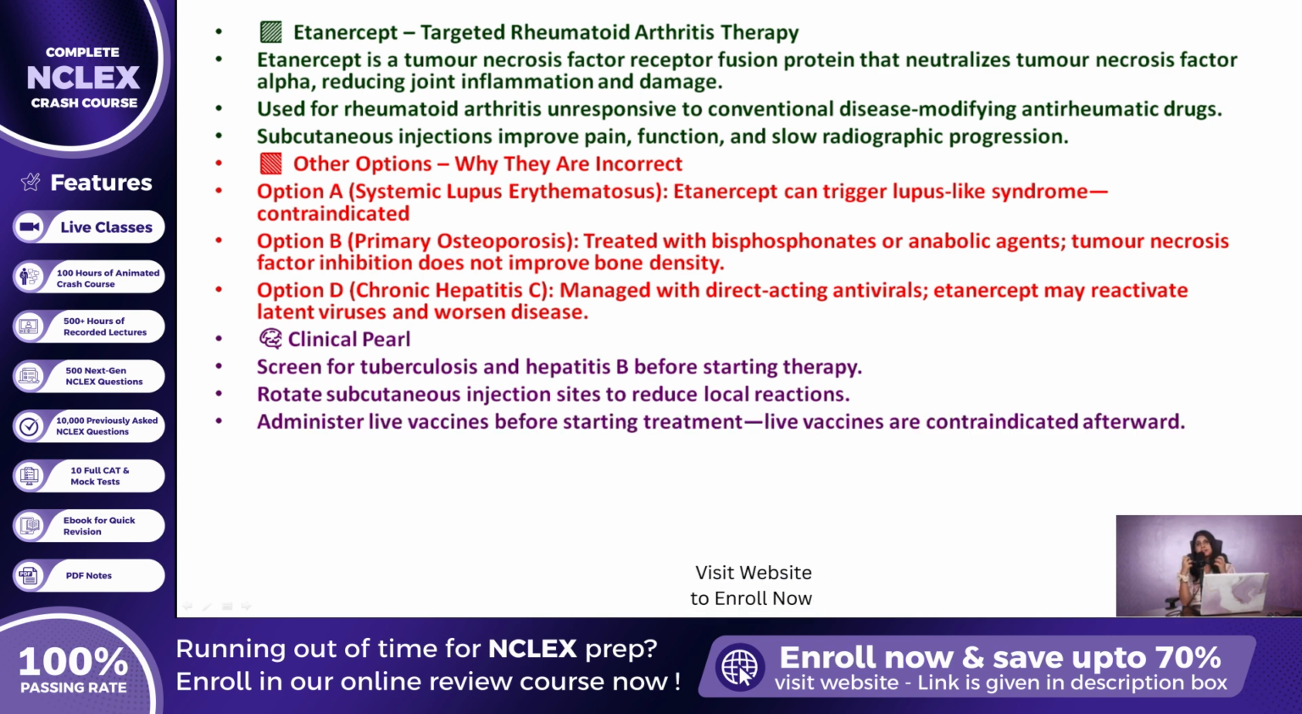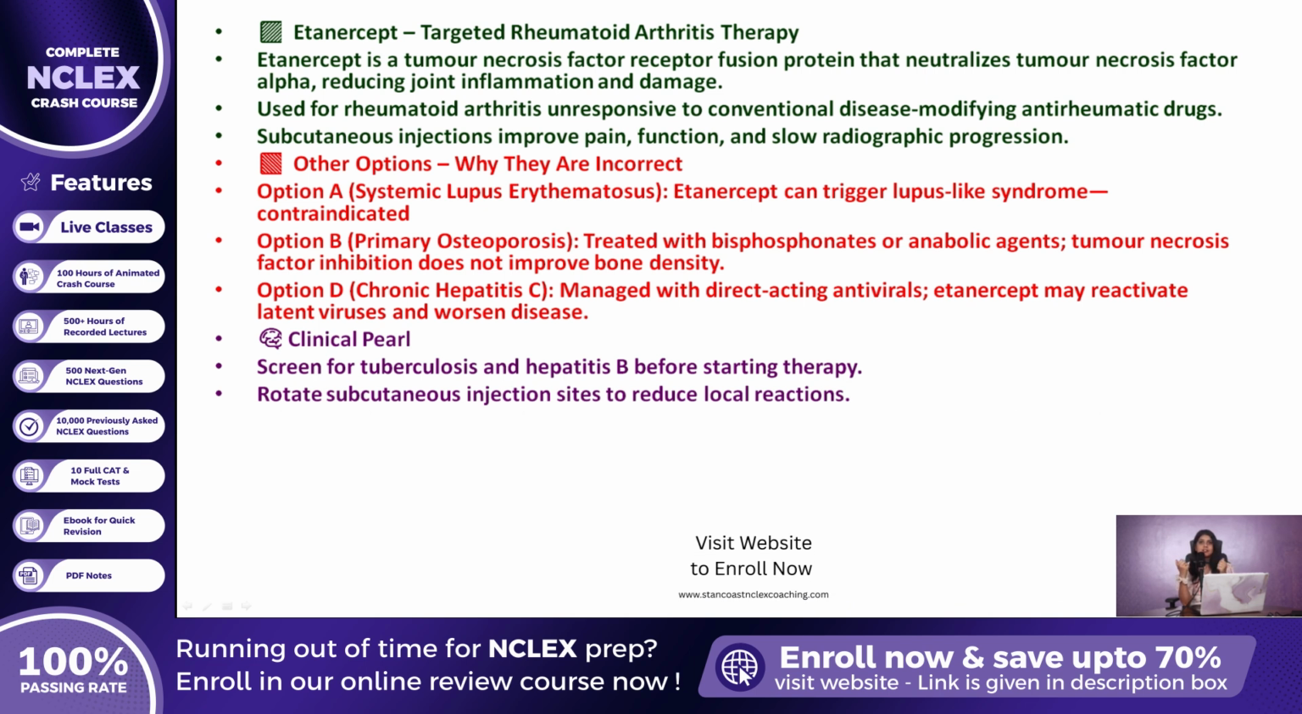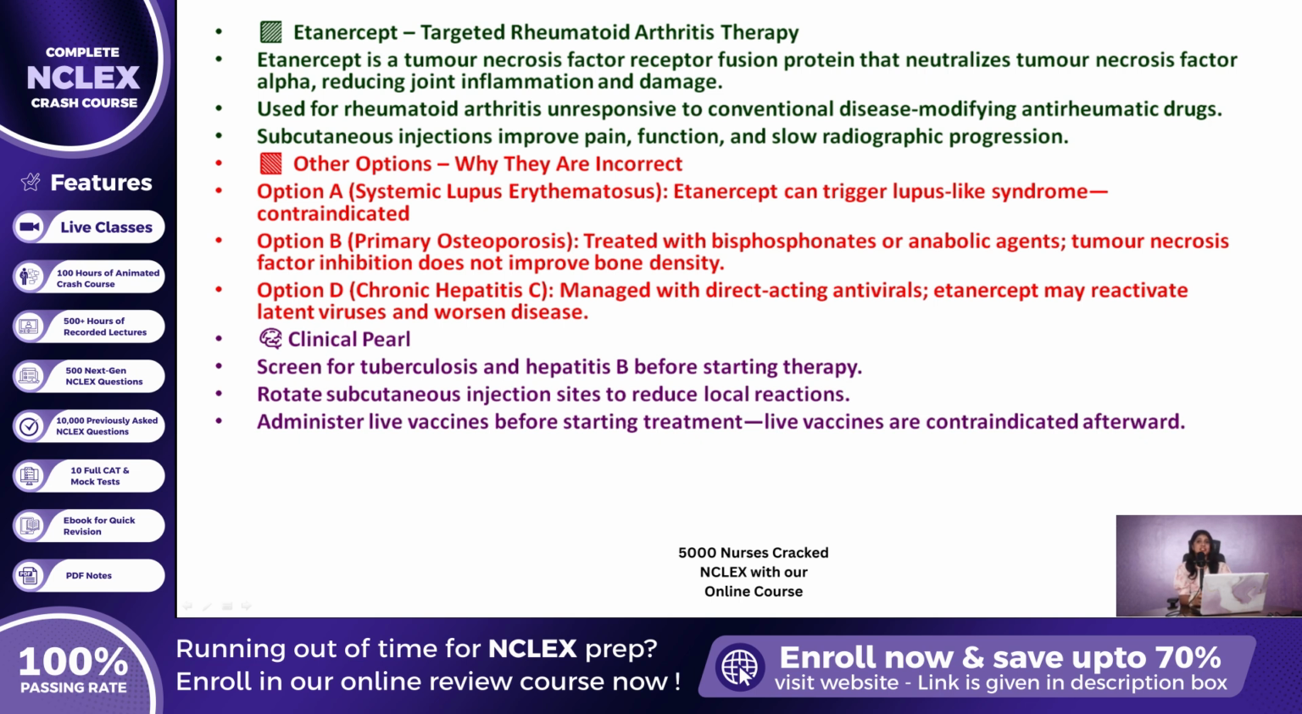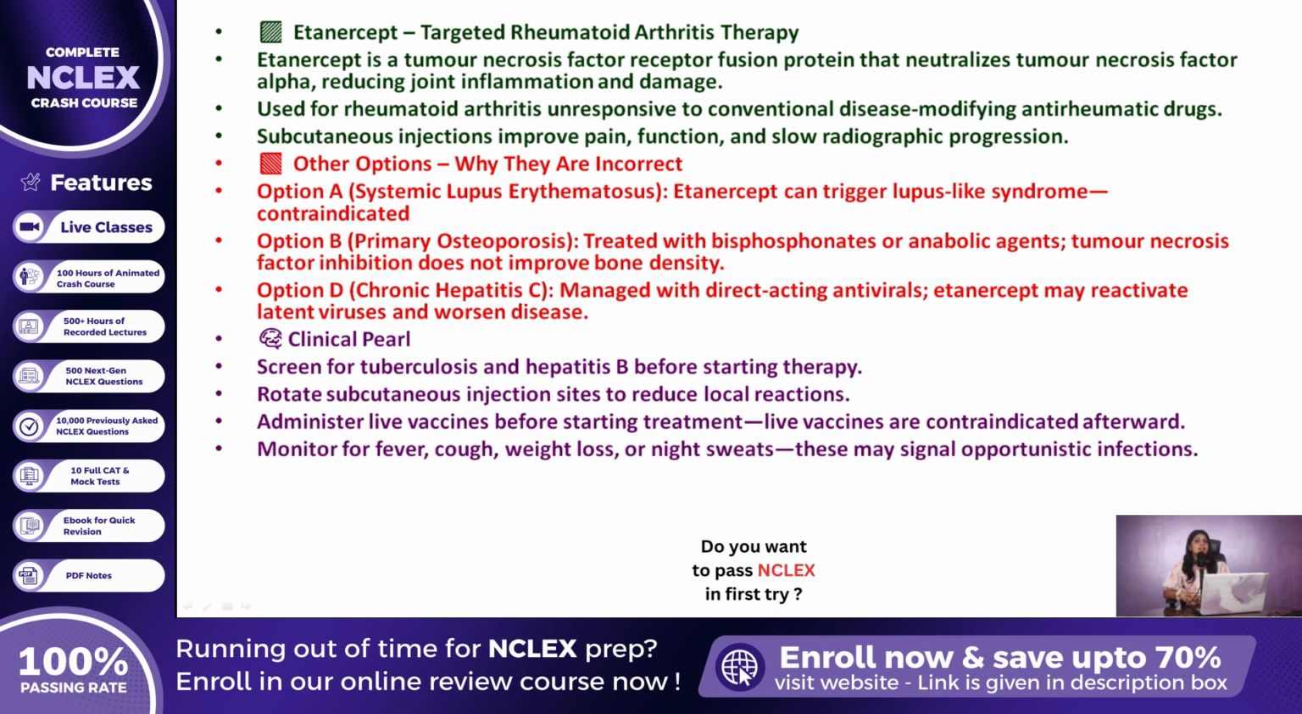Teach clients how to rotate subcutaneous injection sites in the anterior thigh or abdomen, and to report any persistent redness or pain, because local injection site reactions are the most common adverse effect. Schedule all required live vaccines such as measles, mumps, rubella, or varicella before the first dose because they become contraindicated once treatment begins. And instruct clients to seek immediate medical attention for fever, productive cough, unexplained weight loss, or night sweats, which could signal an opportunistic infection during etanercept therapy.